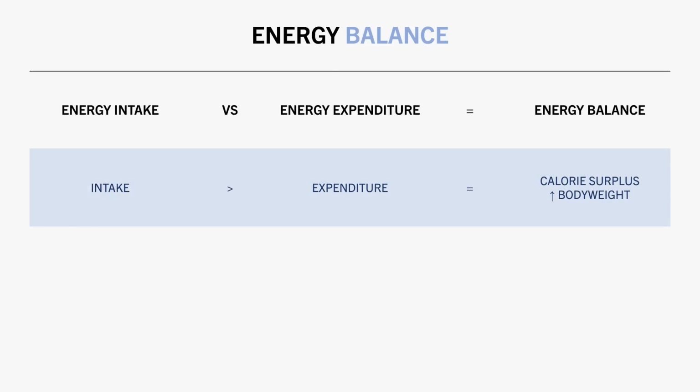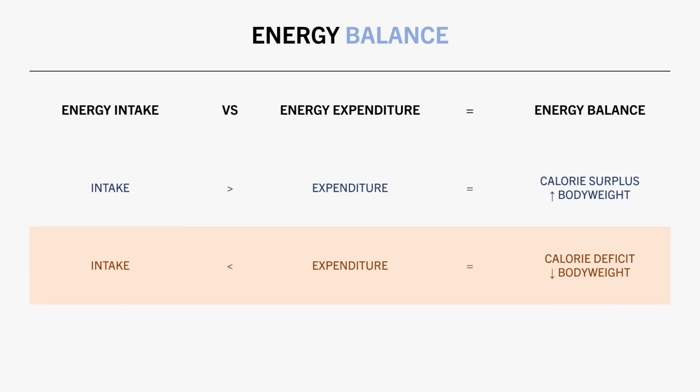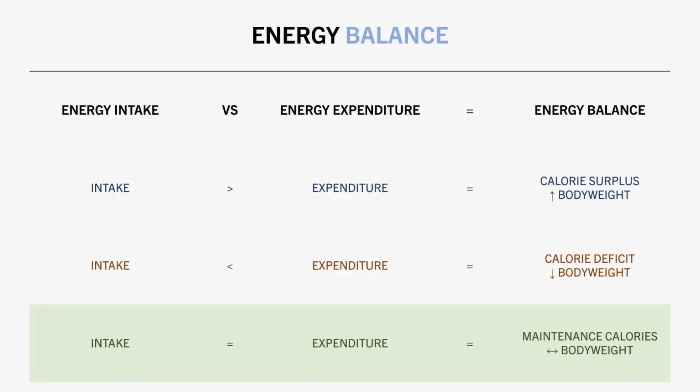When calorie intake is greater than expenditure, we are in a calorie surplus. A consistent calorie surplus over time will cause an increase in body weight long term. When calorie intake is less than expenditure, we are in a calorie deficit. A consistent calorie deficit over time will cause a decrease in body weight long term. And when calorie intake matches expenditure, we are at maintenance calories, which will result in a maintenance of body weight.